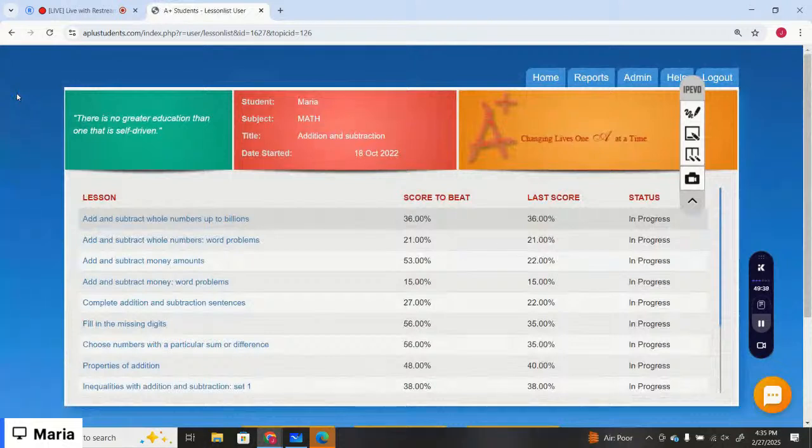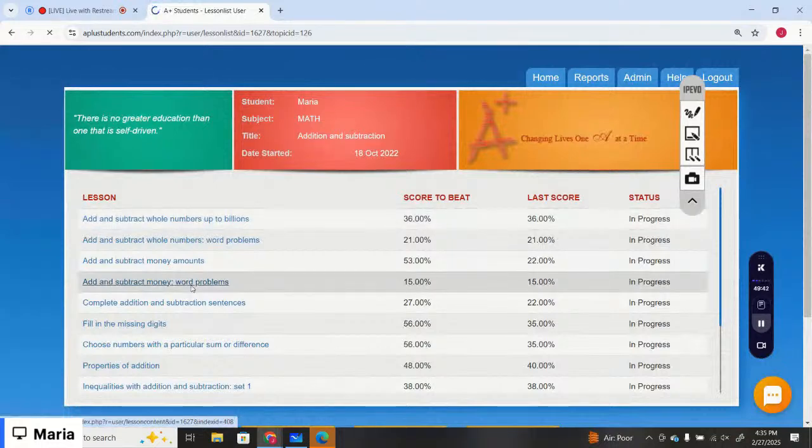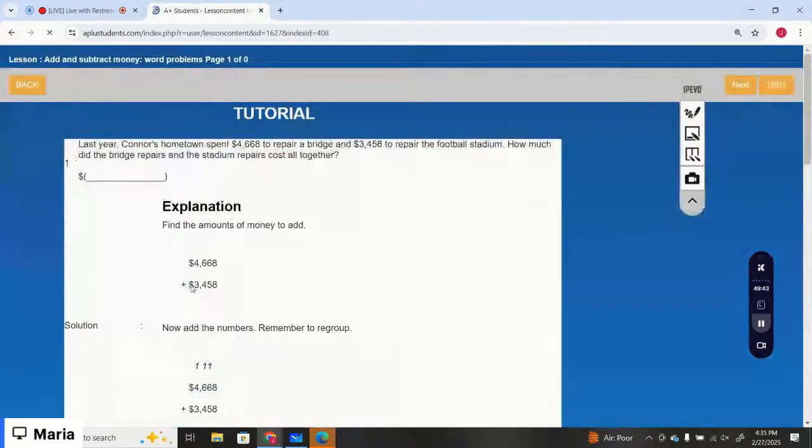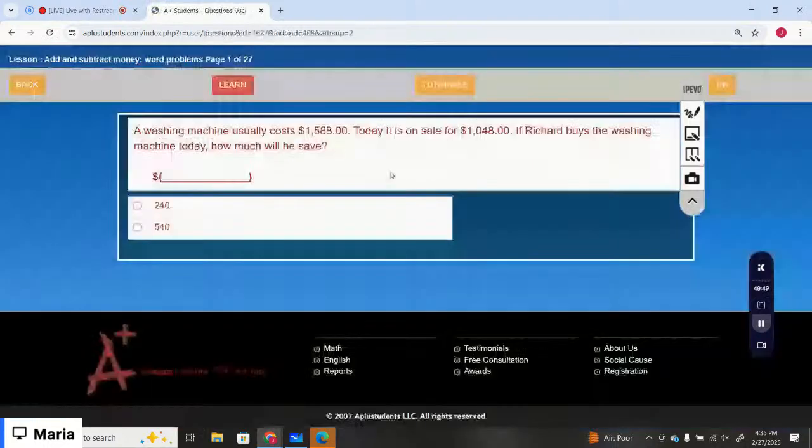The next lesson is add and subtract money word problems. Let's just start with the test questions. A washing machine usually costs $1,588. Today it is on sale for $1,048. If Richard buys the washing machine today, how much will he save? So which is the correct option?